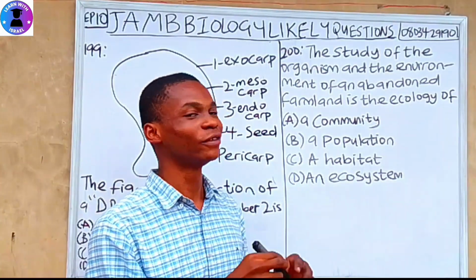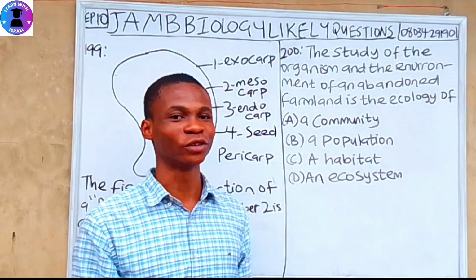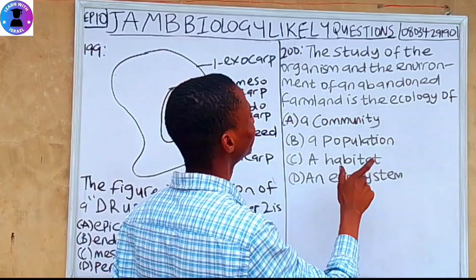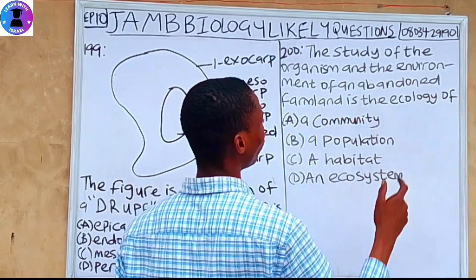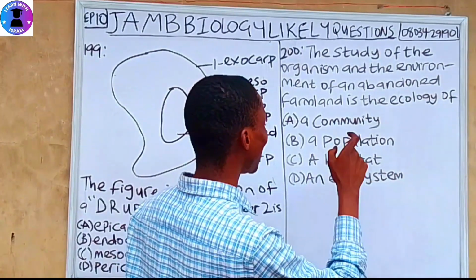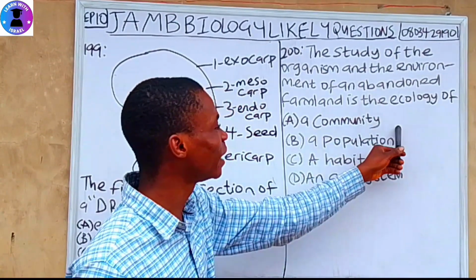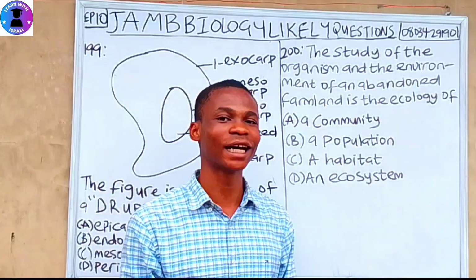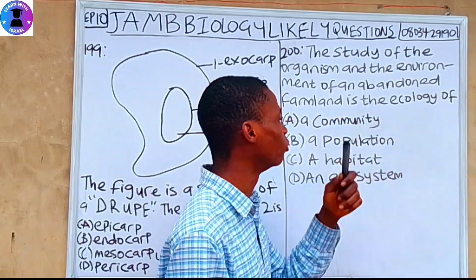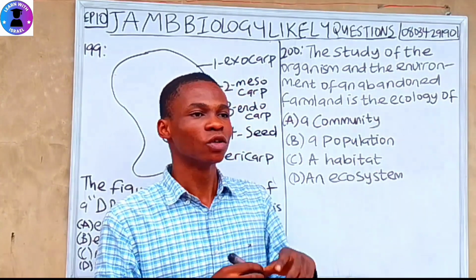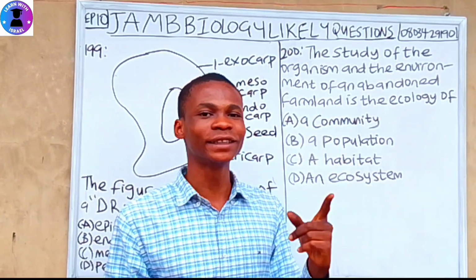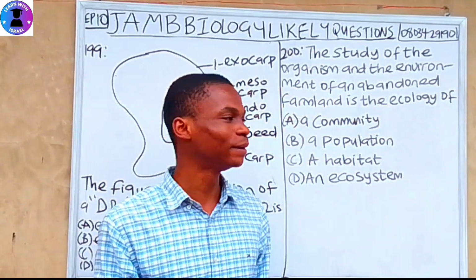So now we'll be saying we've treated 200 questions under biology. So let's start. The study of the organism and the environment of an abandoned farmland is the ecology of A, community, B, a population, C, a habitat, D, an ecosystem. So I will explain all this terminology to you guys so that you understand well and better. So let's start from community. What is community? Community is the place where different organisms live in the same habitat.